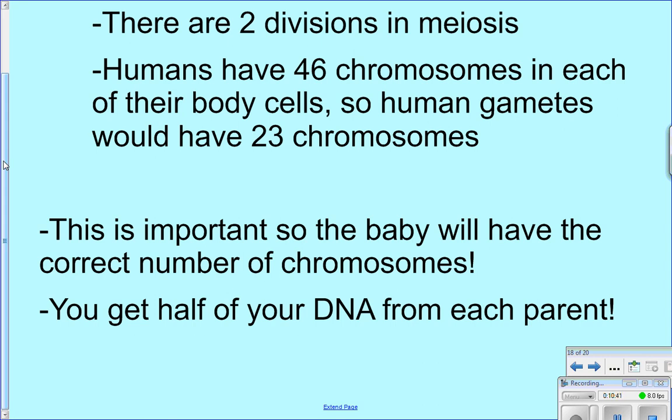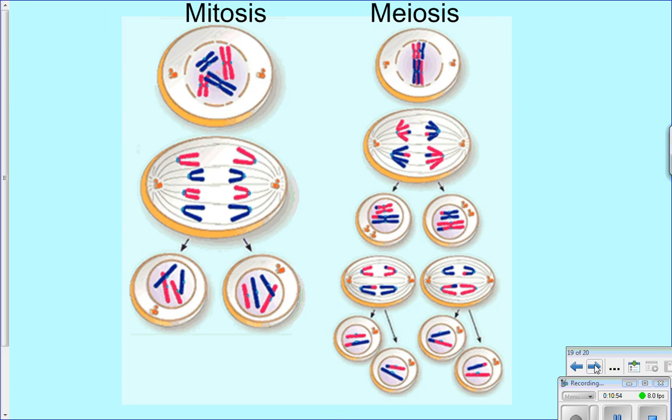And the second statement's important down here. You get half of your DNA from each parent. Half your DNA comes from your mom, half from your dad. That's why you have 2 copies of each chromosome, because you get one set from one parent, one set from the other. Here's a comparison of mitosis and meiosis.